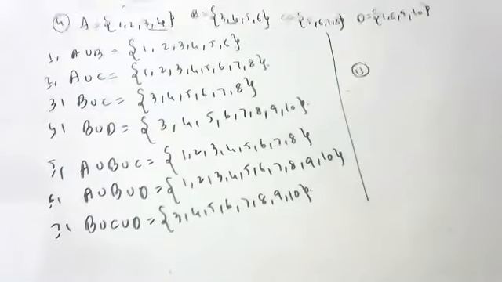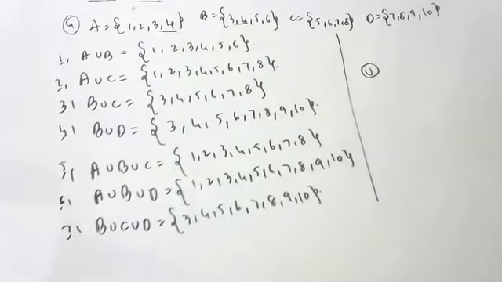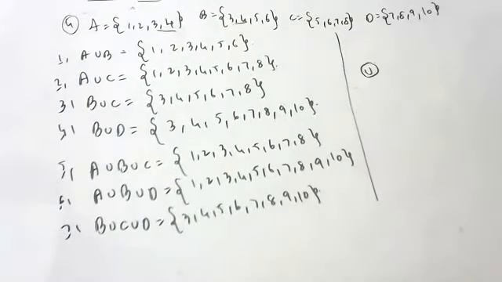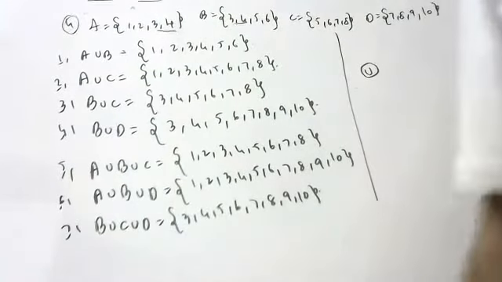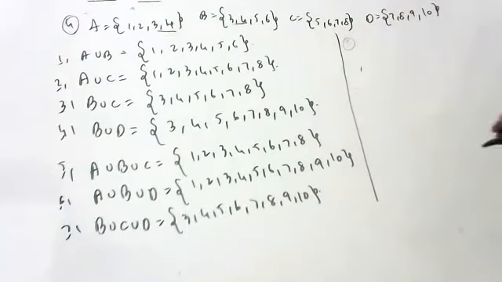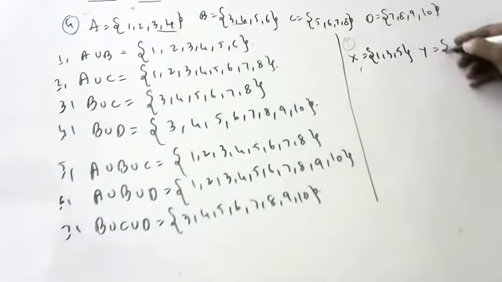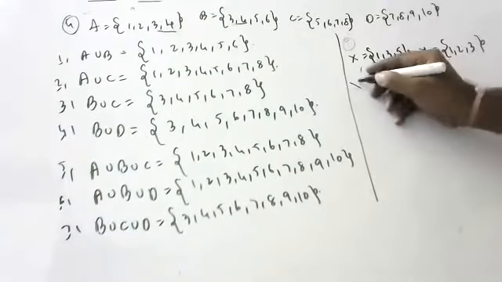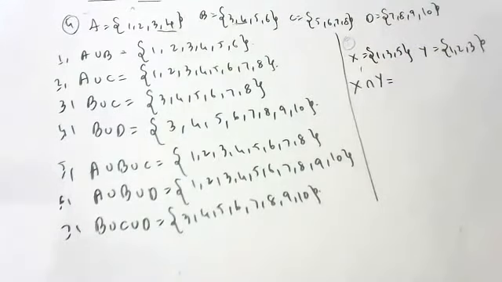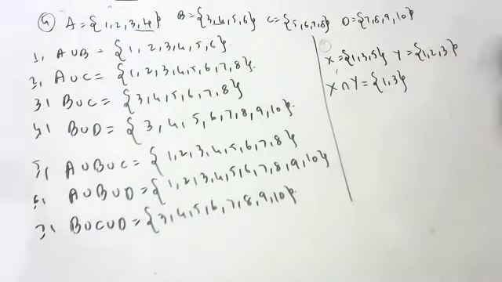Now let's go to the fifth question, children. So many small bits are there. First one: X is equal to {1, 3, 5}. Y is equal to {1, 2, 3}. He is asking, what is X intersection Y? 1, 3. Intersection means common only. 1 is there, 1 is there, 3 is there, 3 is there. Intersection means common elements only.